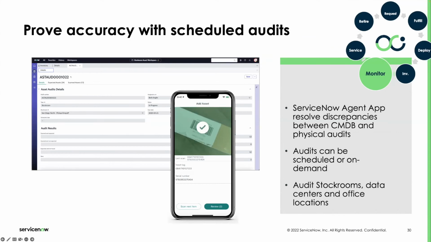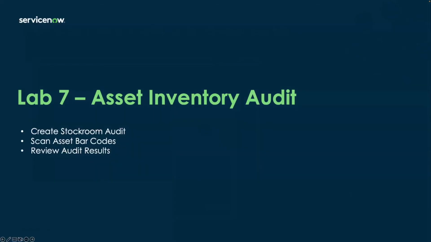So on the platform, we're going to be able to conduct scheduled or ad hoc asset inventory audits of stockrooms or office locations just by scanning the barcode with our mobile agent app to enforce compliance of your current asset tracking process. So in this lab, we're going to go over how to create a stockroom audit and use our mobile phone to scan the asset barcodes.